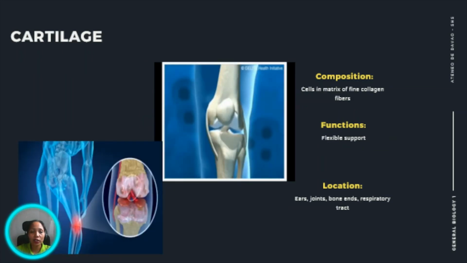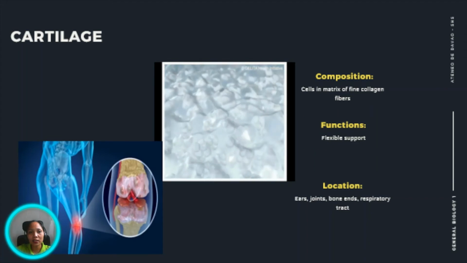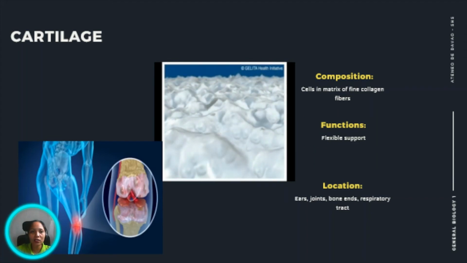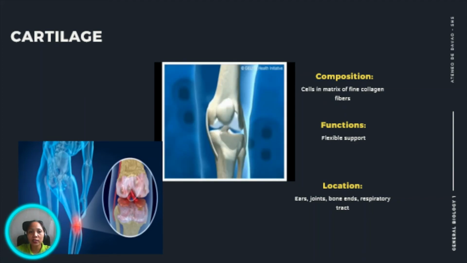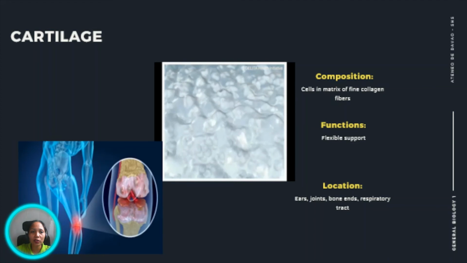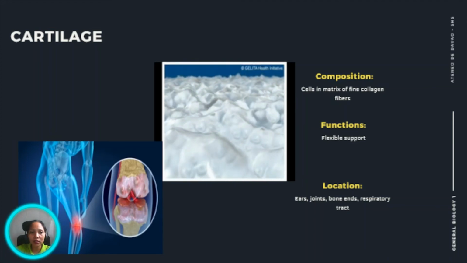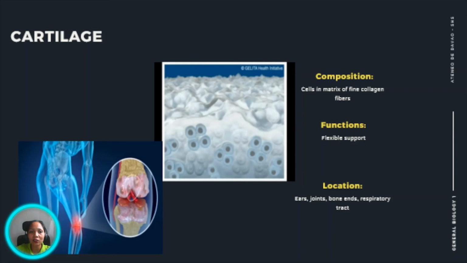Next, we have the cartilage. Cartilage are cells in matrix of fine collagen fibers that gives flexible support. This can be found in ears, joints, bone ends, and respiratory tract. And the very abundant or common type of cartilage is called the hyaline cartilage.